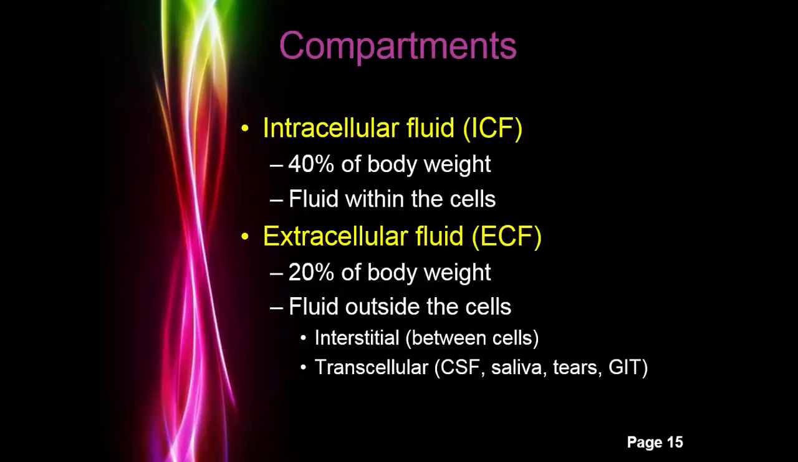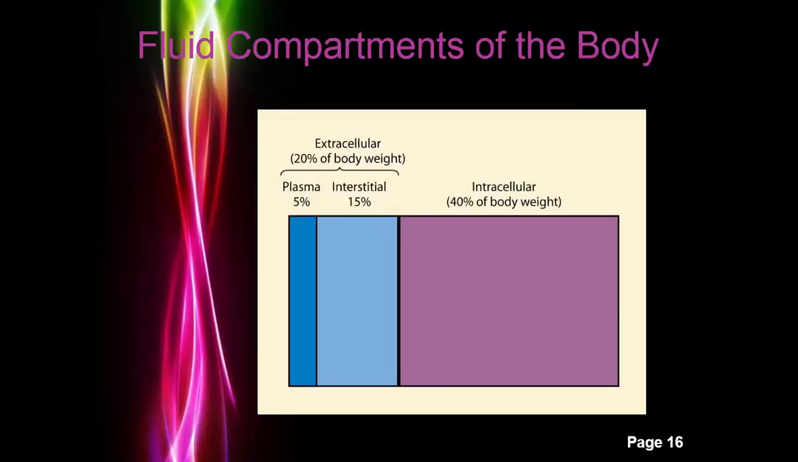And so this is just showing you again the intracellular fluid versus extracellular. You can see intracellular is about 40% of the body weight and the extracellular is about 20%. So intracellular fluid is found within the cells, extracellular is found outside the cells, your interstitial is between the cells, and transcellular is your cerebral spinal fluid, saliva, tears, and gastrointestinal tract. And here again, it's just showing you the breakdown.